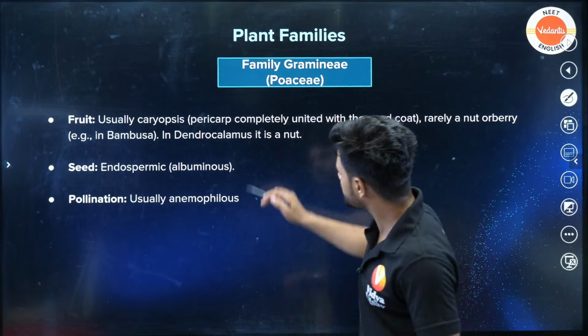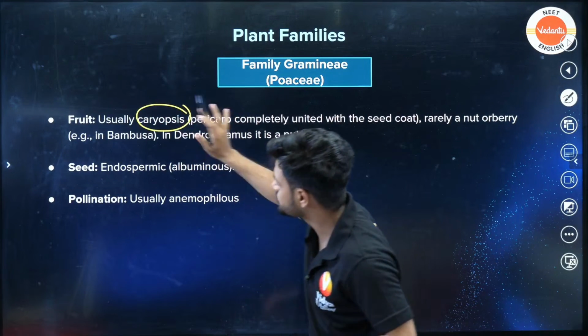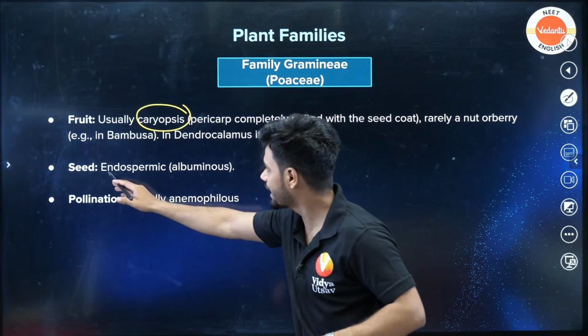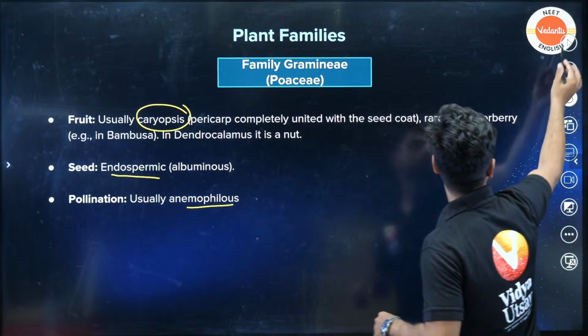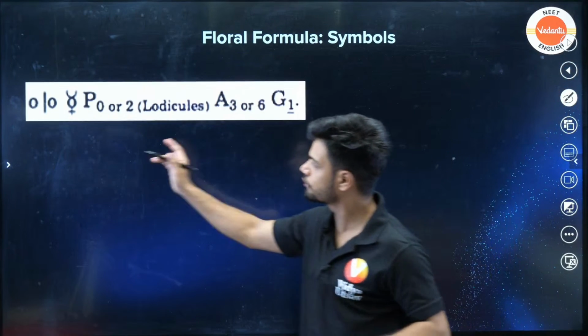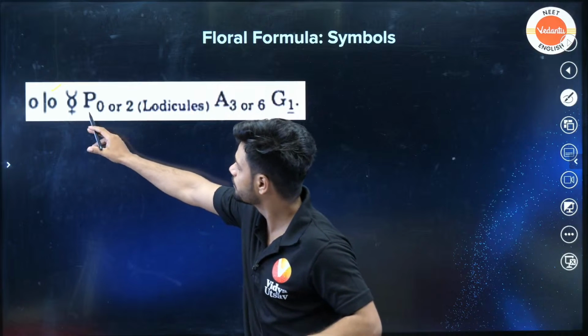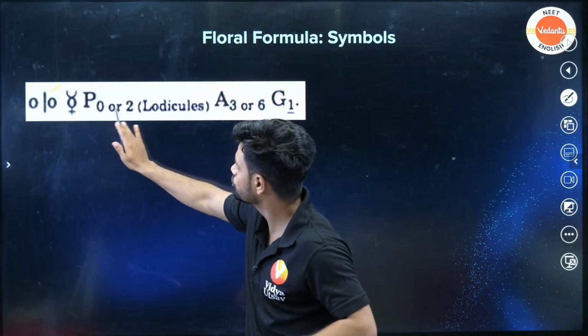The fruit is called caryopsis. The seed is going to be endospermic, that is albuminous seed. Pollination is usually anemophilous. See here, floral formula: zygomorphic, bisexual, perianth 0 or 2.